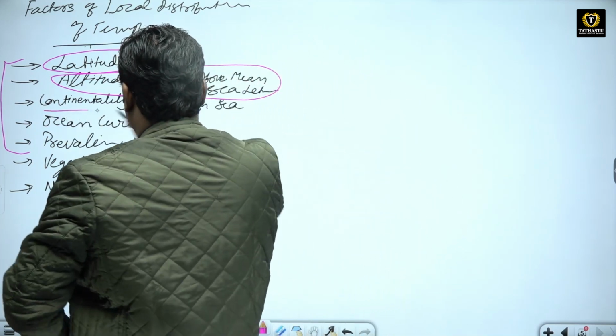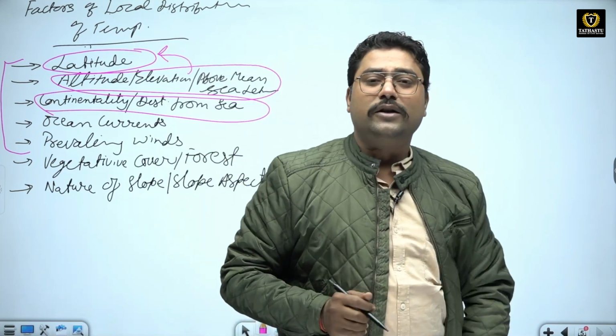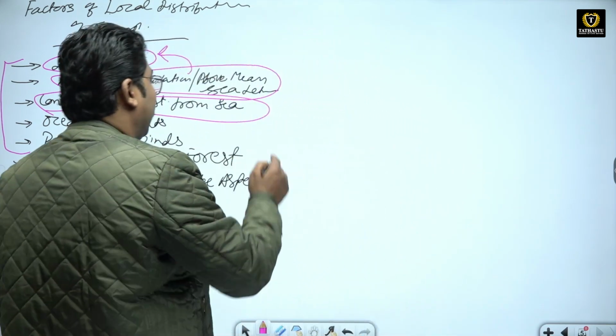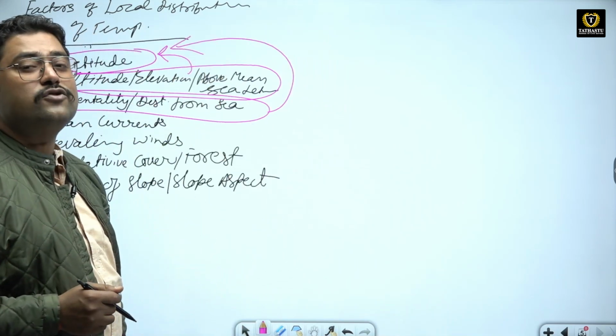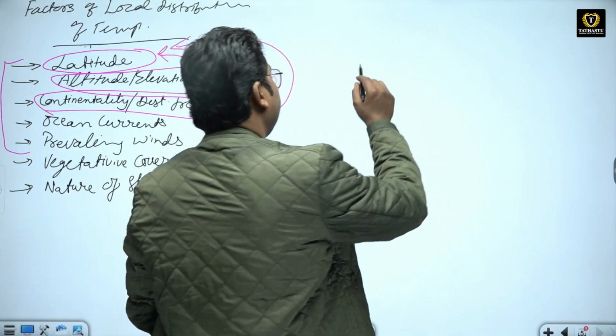Now the distance from sea, which is considered as continentality, will also override the effect of latitude. How is it going to override the effect of latitude? Let's see.